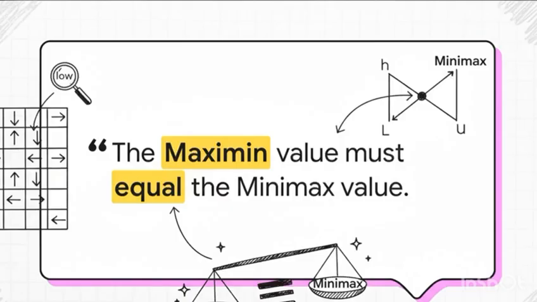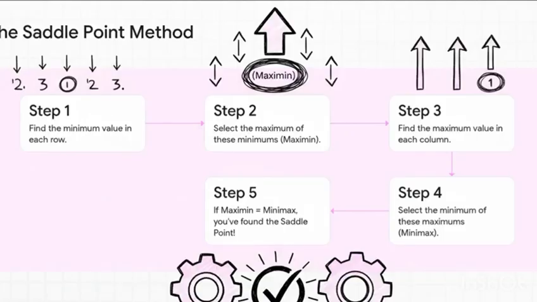What's really amazing is that there's a single, elegant rule to check if a saddle point even exists. We just need to see if two values are equal, the maximin and the minimax. Now, it sounds complex, but it's a very clear test that represents each player's best defensive strategy. Let's walk through how to do it.